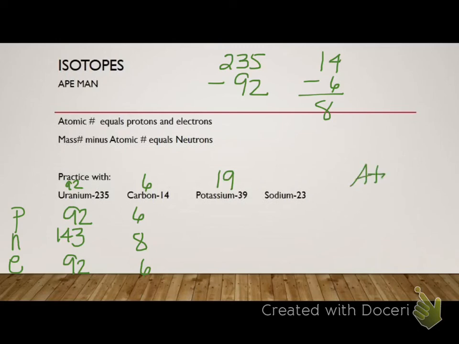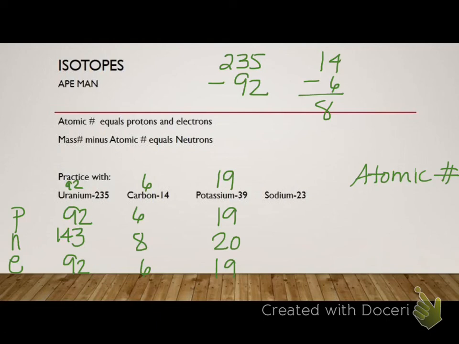Potassium-39 has an atomic number of 19. Remember, this is atomic number up here, and we got that from the periodic table. Okay? So it's 19 protons, 19 electrons, and then in order to get my number of neutrons, I'm going to take 39 minus 19, which is 20. So it would have 20 neutrons.